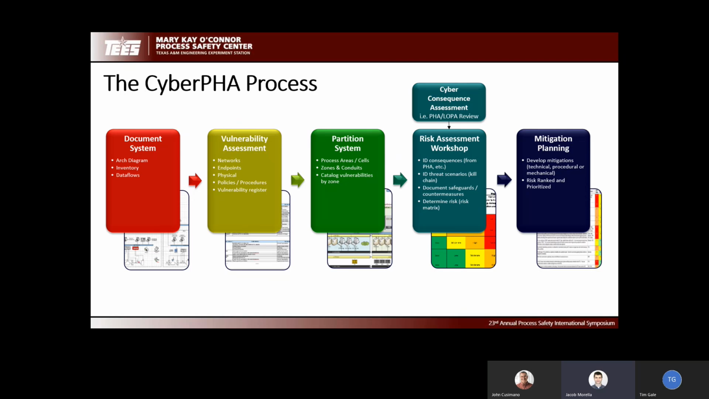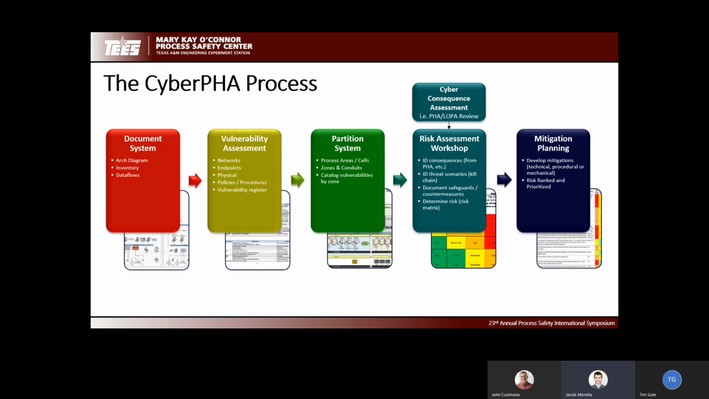So here's the whole process. This is just a quick condensed overview. I want to give you an idea that this is not just a risk workshop. There's a lot that goes into this process, just like there's a lot that goes into a regular PHA behind the scenes. So we start out with documenting the system. So you'll see here we have an architectural diagram, inventory, data flows. You can think of that like information you would collect for a PHA, right? Similar to your P&IDs. You really have to have an as-built view of the system if you're going to effectively assess it.